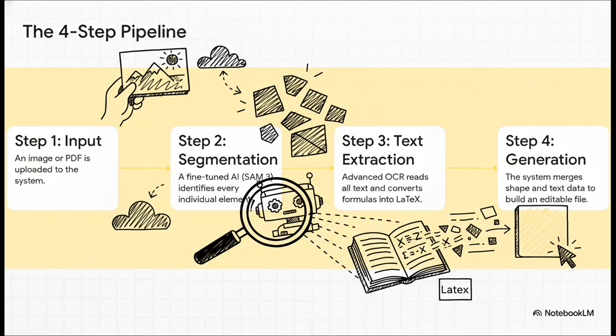So first, you upload your image. Then, the artist, which is actually a sophisticated AI model, gets to work identifying and segmenting every single little element. At the exact same time, the librarian, using some really advanced optical character recognition, or OCR, is pulling out all the text. And then, for the final step, the system brilliantly stitches all that shape and text data back together to build your new editable file.